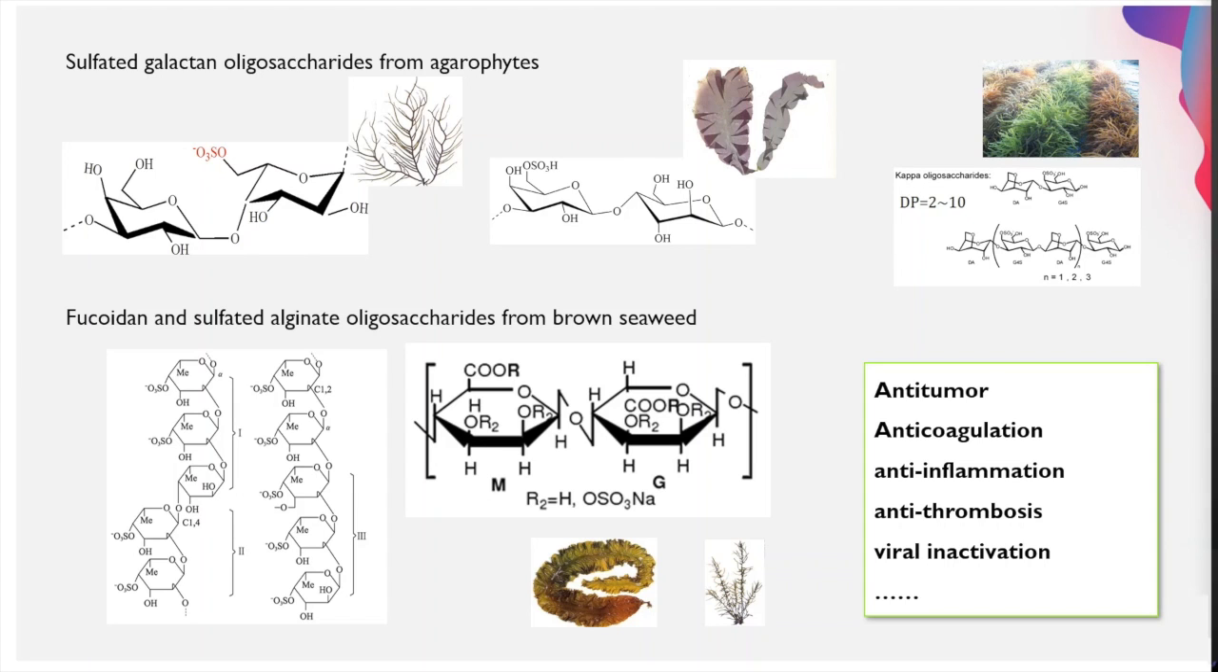Thus, controlling the degradation to get exactly the oligosaccharide we want is very important for both research work and industrial applications, because we can see that different polysaccharide backbones and different sulfate groups, their position and number, can affect the structure and its activity.